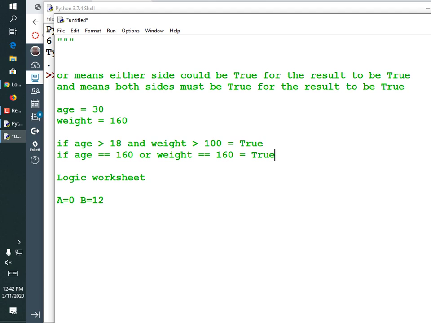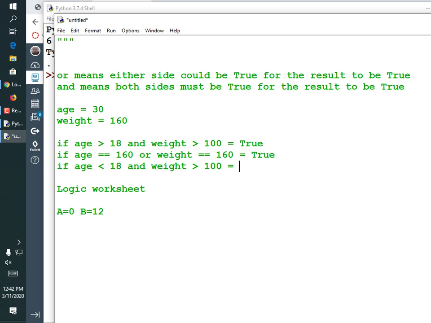How about this one? If age is less than 18 and weight is greater than 100. Well, is age less than 18? Y'all know where to look for this, right? The age variable is 30, so tell me if age is less than 18. No, it's not, right? Since this is AND and requires both of these to be true, we already know the whole thing's false. We don't even need to keep going. Just like if to vote you had to be a citizen of the United States and more than 18, if those were the only criteria. If you weren't a citizen of the United States, then it doesn't matter what your age is. So, that one's definitely false, because only one of them is true.